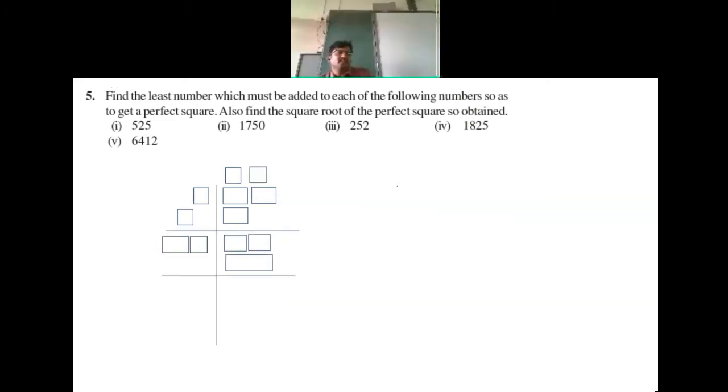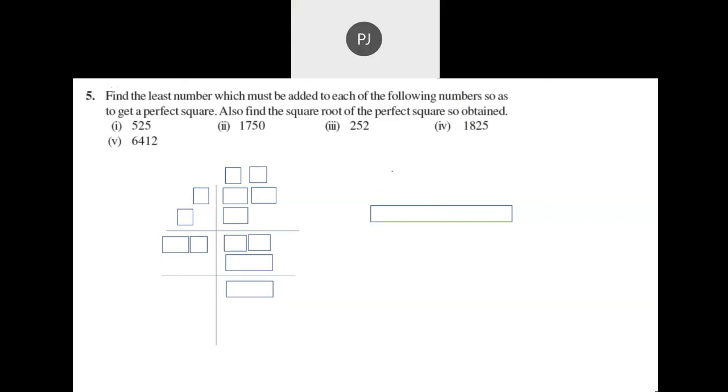6412. Here the question is, what should be added? It's a very interesting question. Fifth one, sir. The quotient is the last, smallest one, and the next number to the quotient is bigger than the dividend, sir. Next square minus the number will give the number to be added, sir.